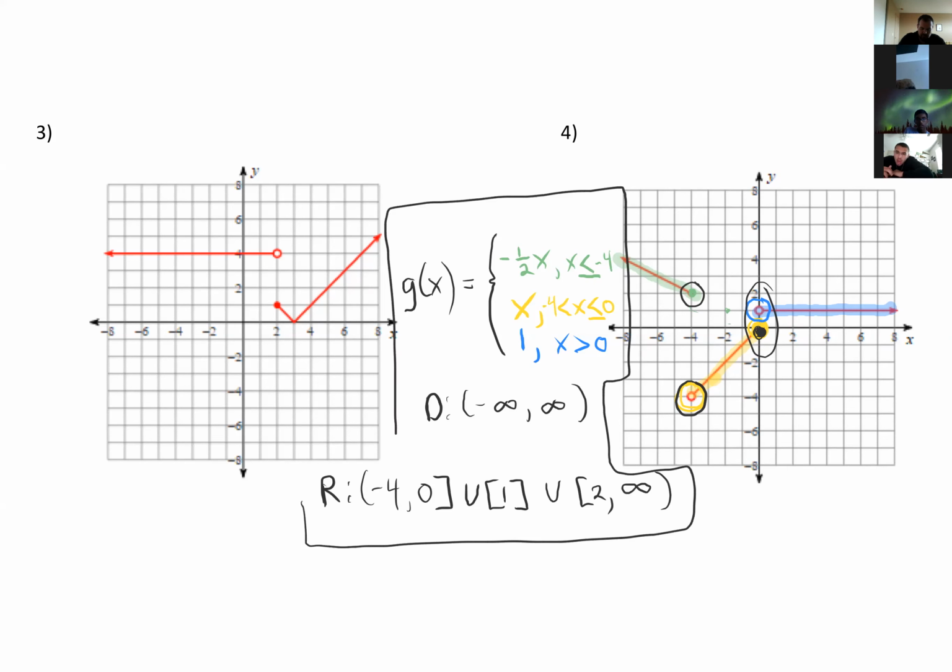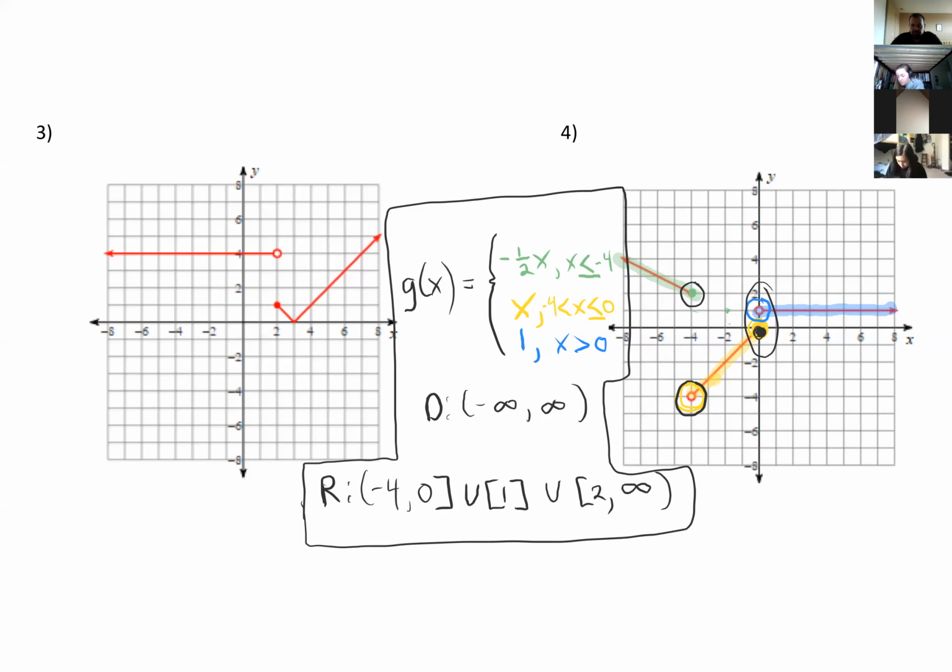Mr. Morrison, why do you use brackets around 1 as opposed to parentheses? Because aren't we including 1? Because see how that horizontal line, every single point has a y coordinate of 1? So brackets mean we're including the point. This is probably the most interesting range problem we've seen all year.